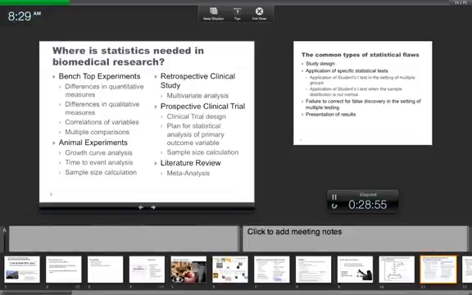So another way is, after clinical trials are published, you want to see what the overall trend is, what the overall level of evidence is, and how strong that evidence is. And then you can search the literature and do analysis on the published literature.